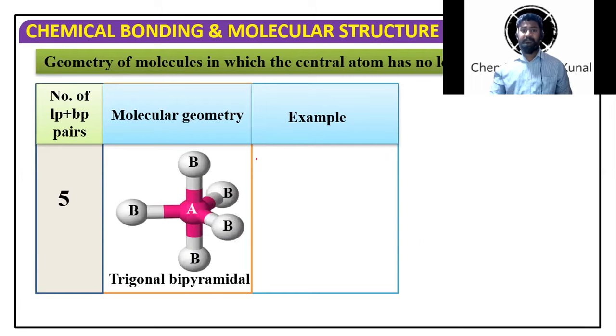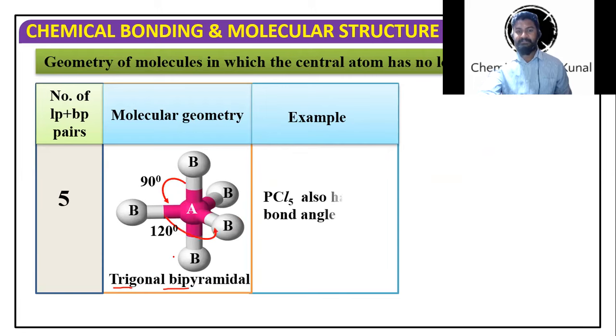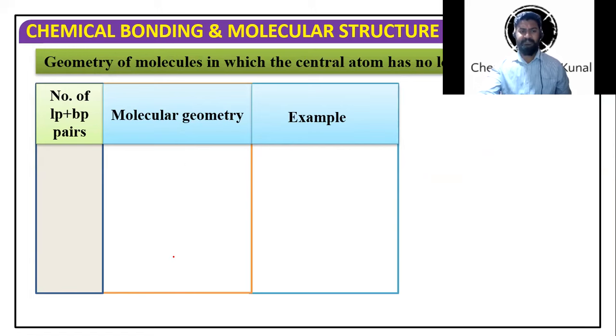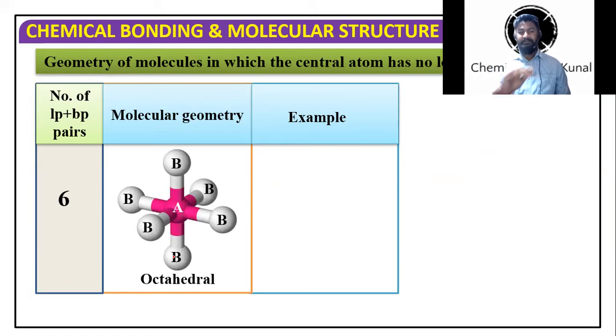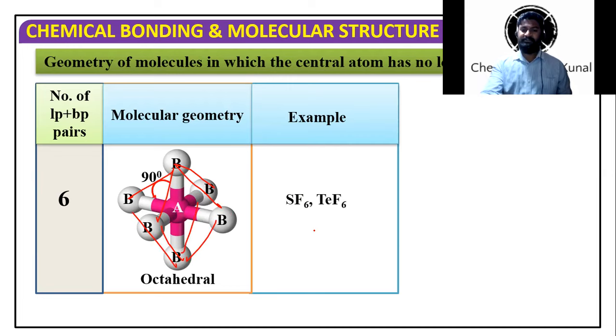Next, fifth one. Suppose you have trigonal bipyramidal. Why the name is trigonal bipyramidal? I'll tell you, just give me 2 minutes. And these are the examples. Bond angle 90 and 180. PCl5, and then PCl4 minus. There are many other examples. Next, 6. Octahedral. Why is it called octahedral? Because when you join these ends, it looks like an octahedral. Hence it is called octahedral. Example SF6. All these things are there.